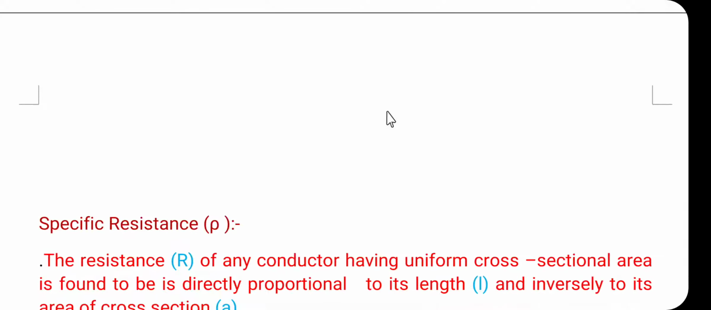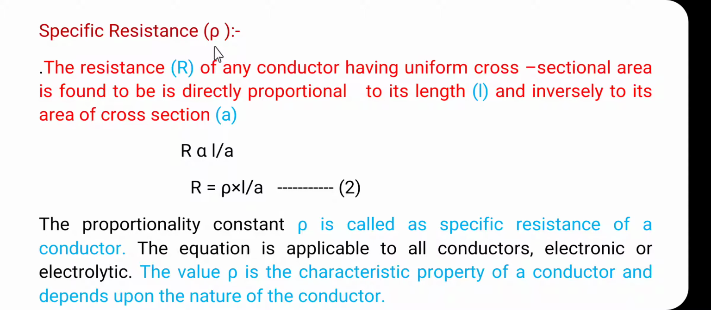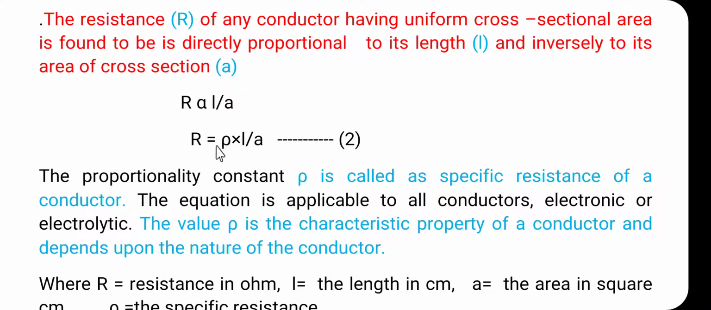Then the second and very important term is the specific resistance, denoted by the symbol rho. The resistance R of any conductor having uniform cross sectional area is found to be directly proportional to its length and inversely proportional to its cross sectional area. So R is directly proportional to L and inversely proportional to A. This equation can be written as R is equal to rho into L upon A. This is equation number 2.